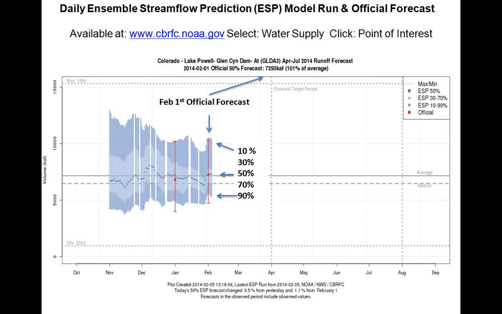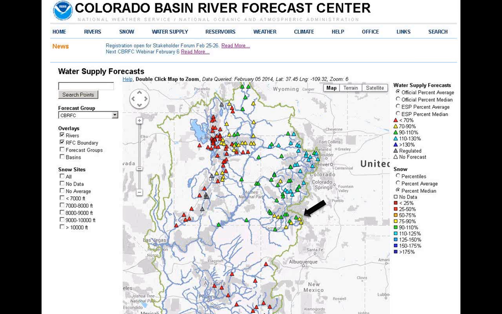That final official forecast is in the red. The 50% is right in the middle, the red dot, and then the bounds, the 10 and 90%, are on the top and bottom respectively. And the official forecast is also specified up at the top. For instance, this is Powell. There's the 7.25 million acre feet, 101% of average. And at the bottom, it shows you the change from day to day. So this, again, is available through our website for all of the various points.